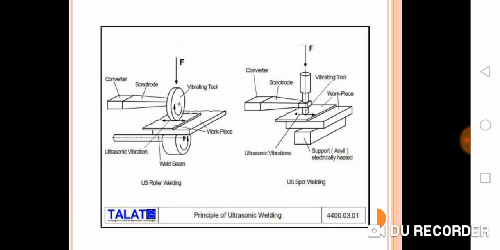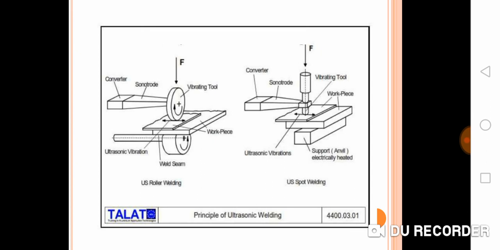Now, in this figure, you can see two types of arrangements. One is for roller welding and one is for spot welding: ultrasonic spot welding and ultrasonic roller welding. On the left side, you can see the ultrasonic roller welding, or sometimes it can be referred to as seam welding. That means throughout a linear line or linear direction for some distance, you can perform the welding. That is not possible in the case of spot welding.